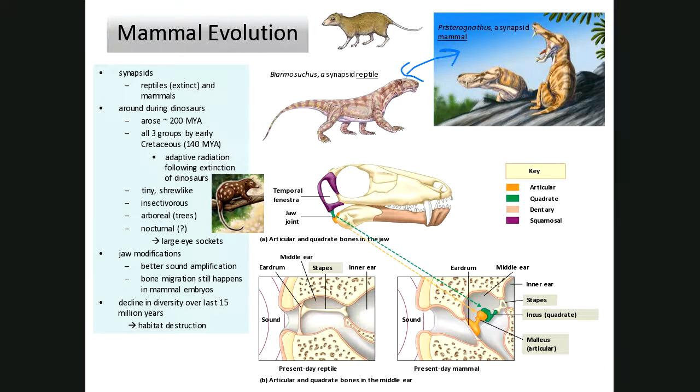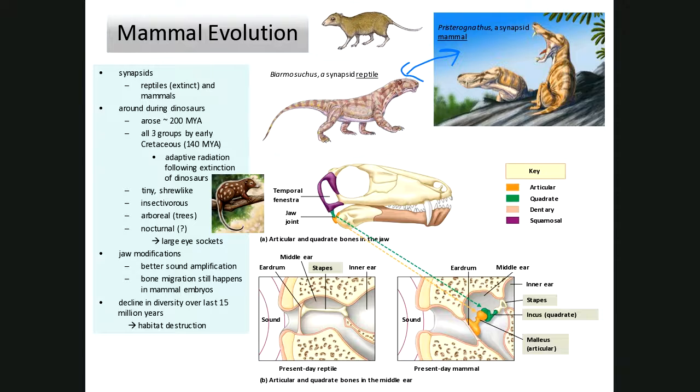Oh, the jaw. This is really cool. Reptiles can hear, but they don't hear with the complexity and the detail that we do. We're much better at hearing, and that's all because of a modification to the jaws. Modifications to reptilian jaws allowed us to have much better sound amplification. And what I'm getting ready to describe to you, this migration of the bones, even occurs today still in mammalian embryos. So there's a little hint into our evolutionary past.